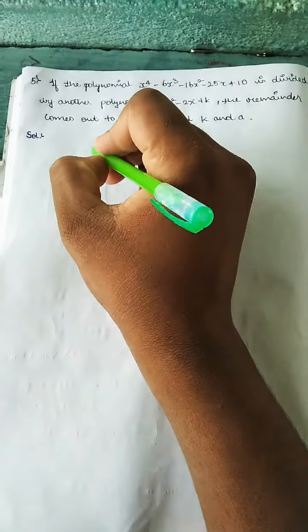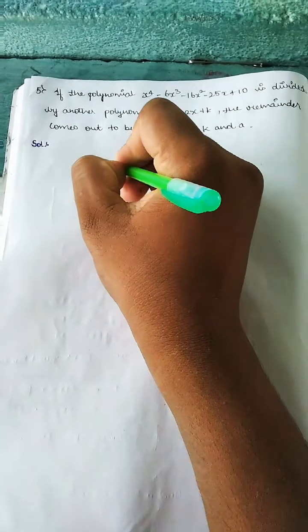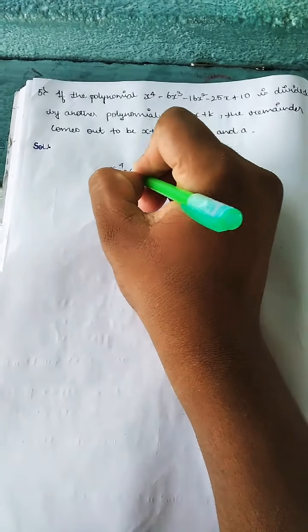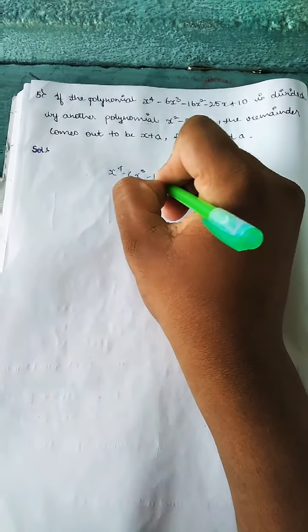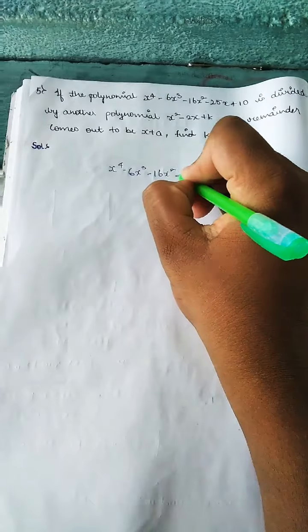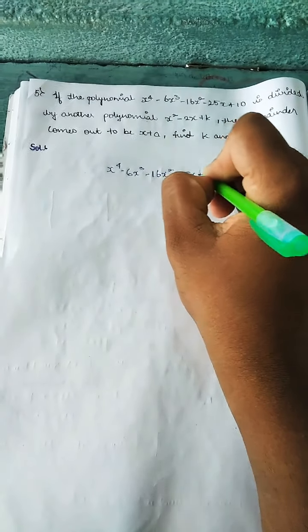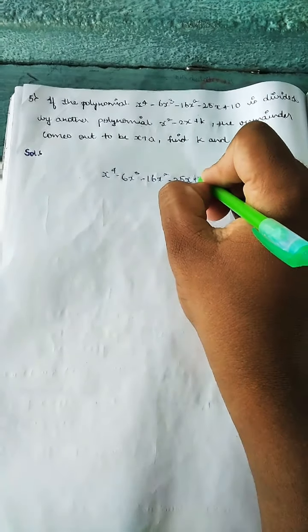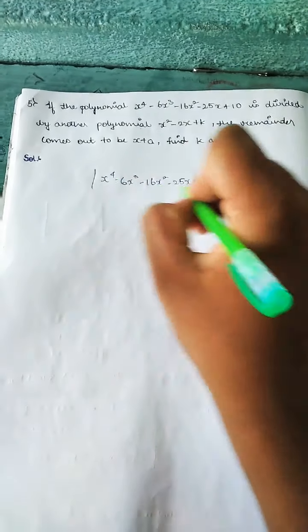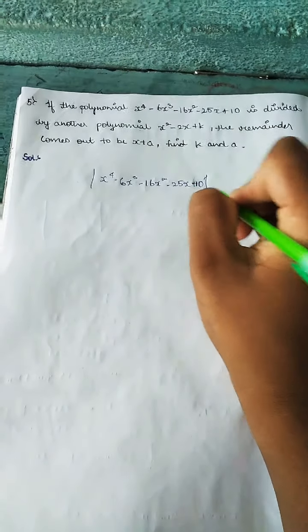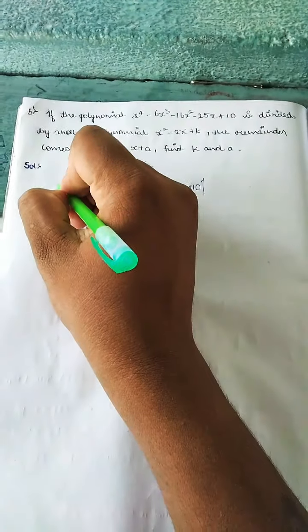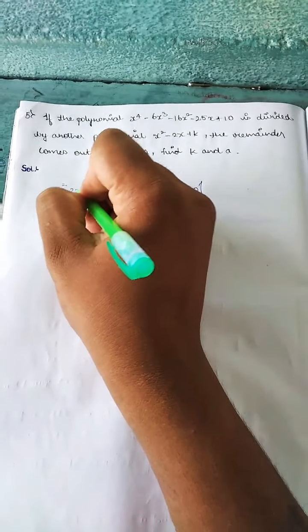So first of all, x power 4 minus 6x cube minus 16x square minus 25x plus 10. So we have written the polynomial. We will divide this by x square minus 2x plus k. So we have to divide this polynomial by this polynomial.